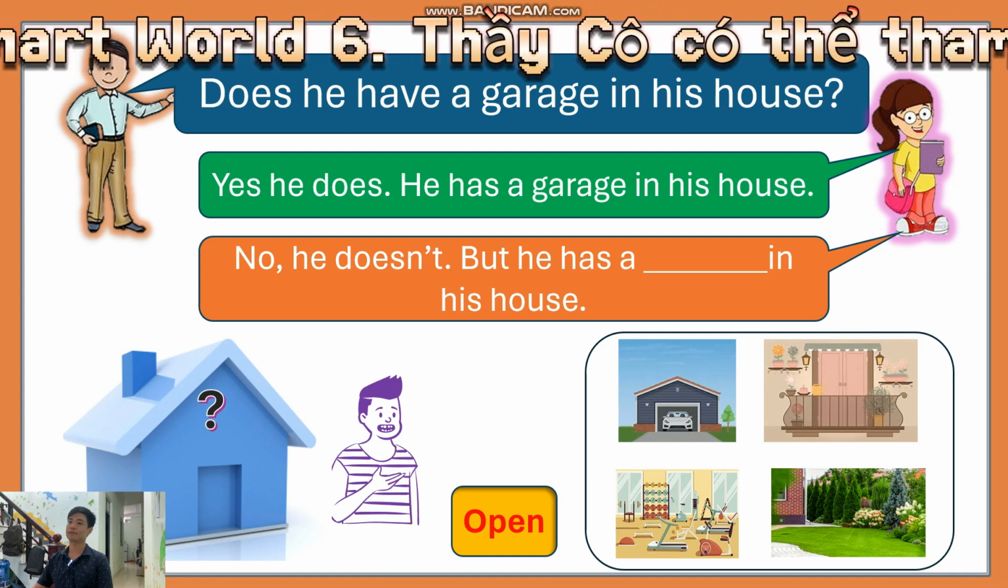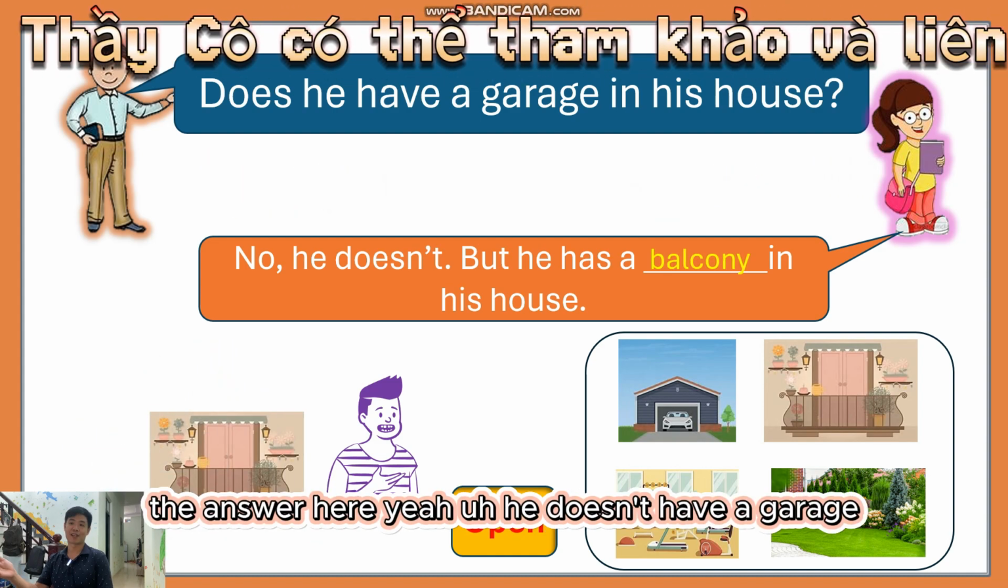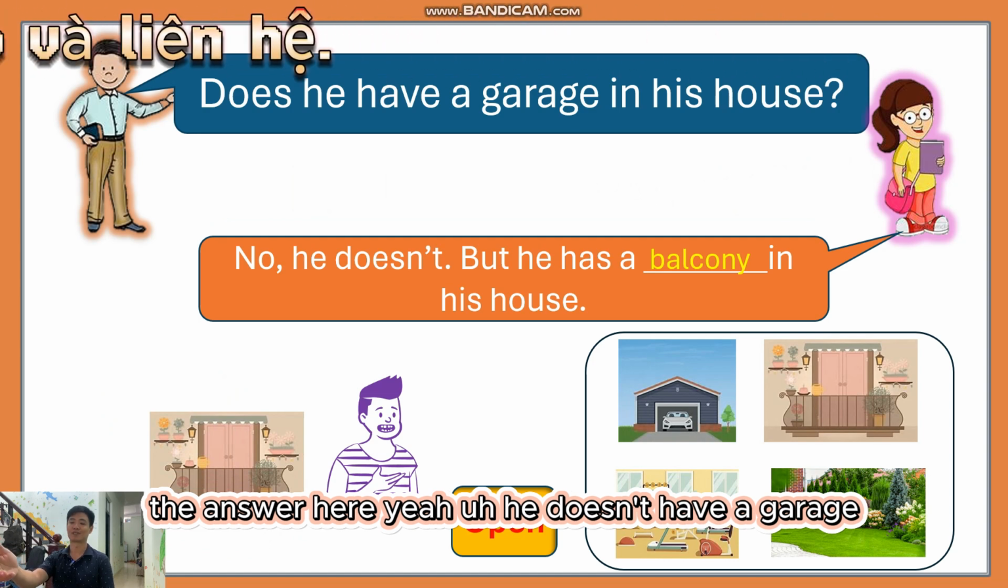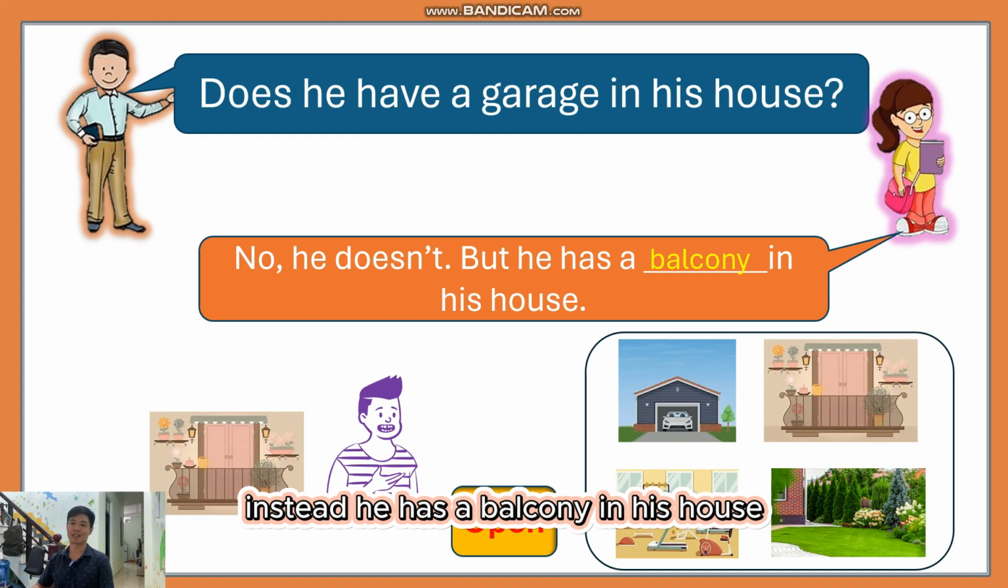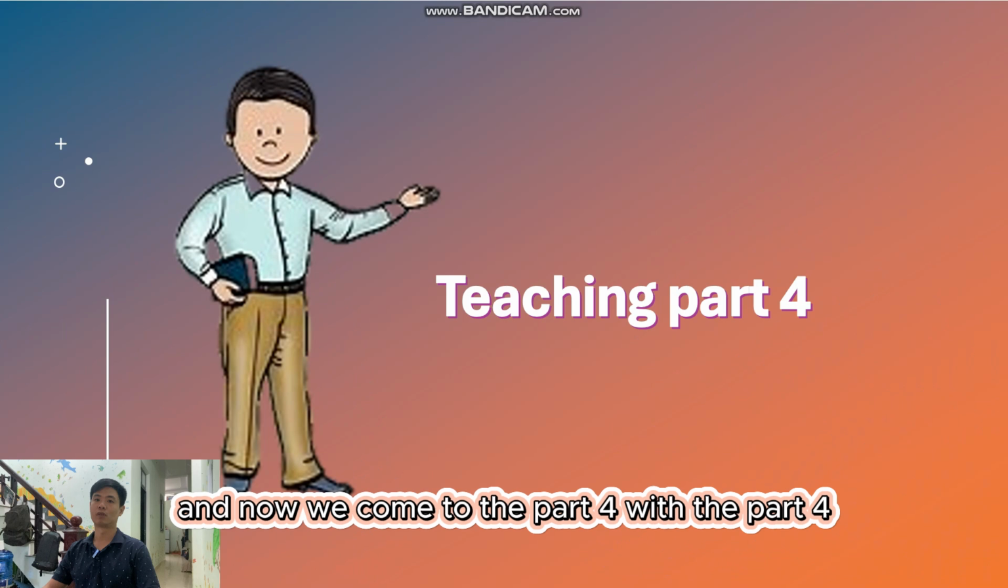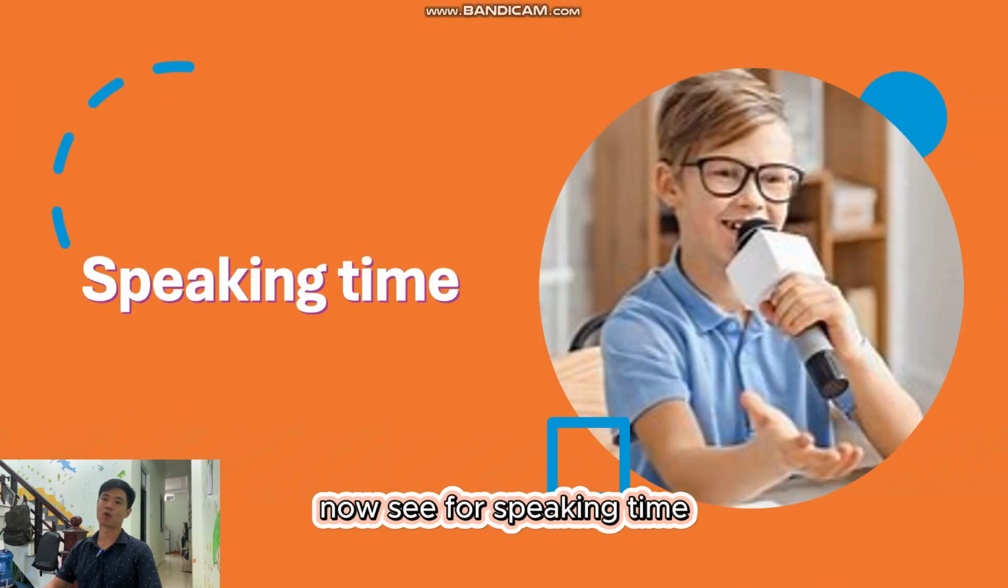Let's see. Yeah, the answer here. He doesn't have a garage. Instead, he has a balcony in his house. And now we come to part four. Part four is the speaking time.